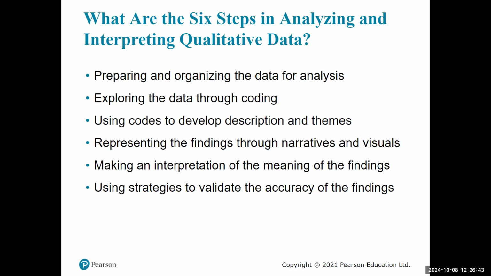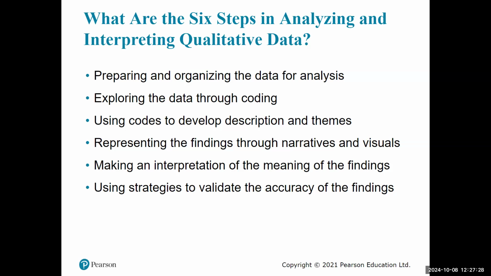So once codes have been identified, the next step is to use codes to develop descriptions and themes. Again, these are the broader things that are reoccurring, and this would become the title for the categories, or the boxes in which you are placing that set of data. Next up, we have representing the findings through narratives and visuals. Here you are communicating the findings, usually through storytelling, and through visuals like charts, graphs, and so forth, to make the data more understandable.